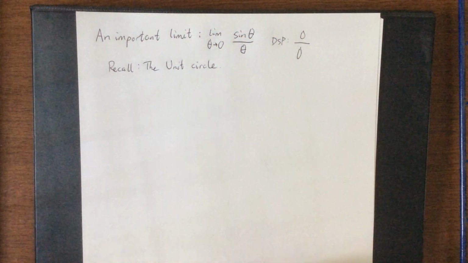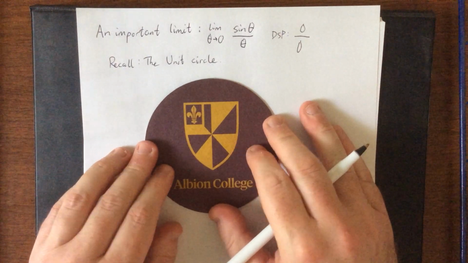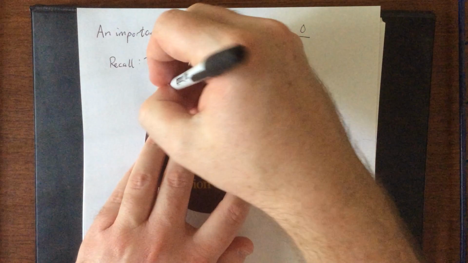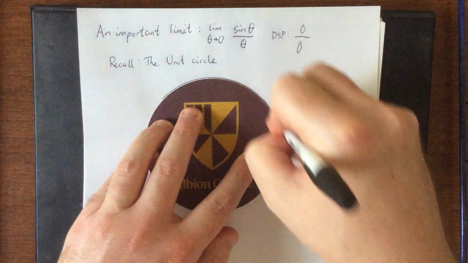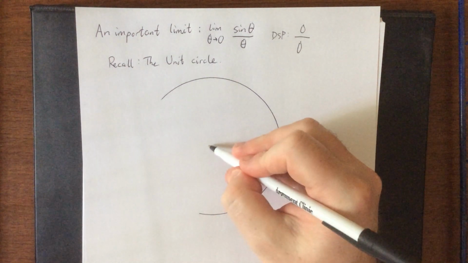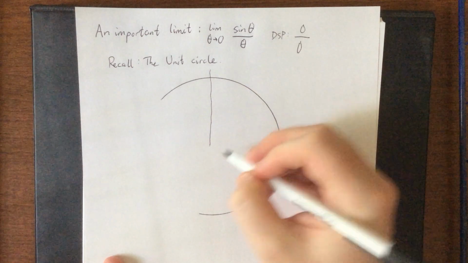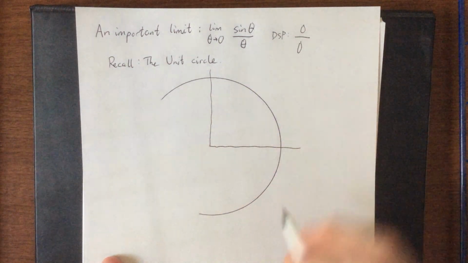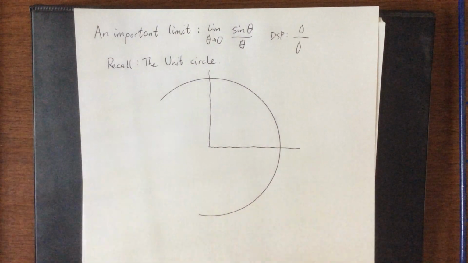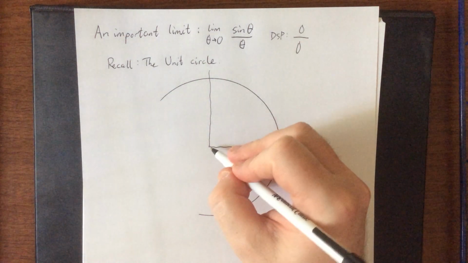Now, I do have this very conveniently placed coaster with one of my alma maters, Albion College, featured on it. And we're going to use this to create the unit circle in the first quadrant. So let's see, center of the circle would be right about here. Have that go up. It's a good thing I have the coaster there to make sure that I draw a nice circle for the nice shaky axes that I'm creating here.